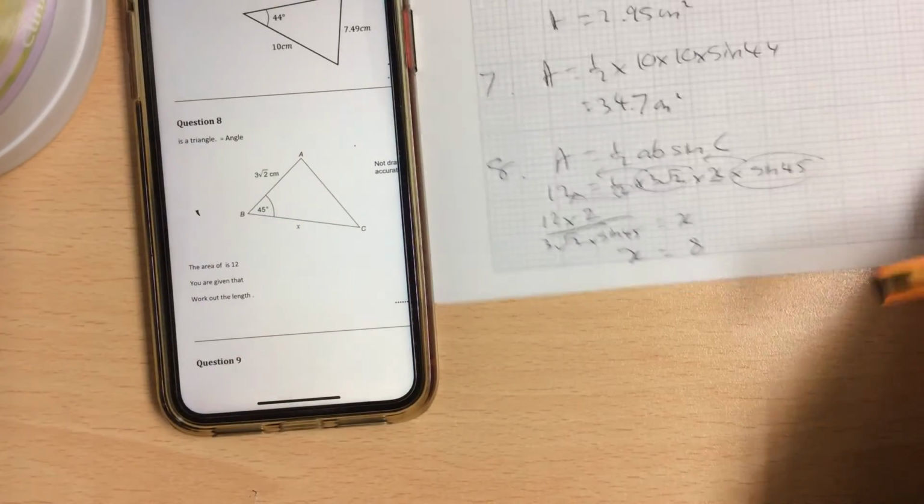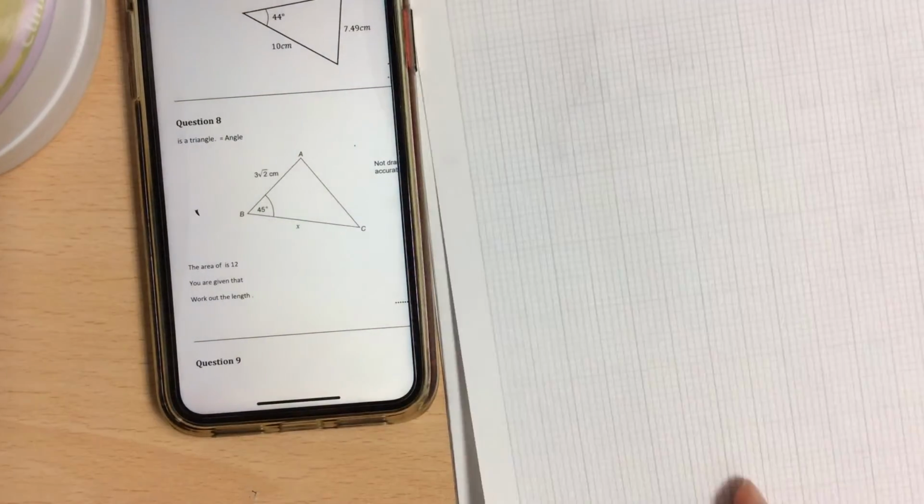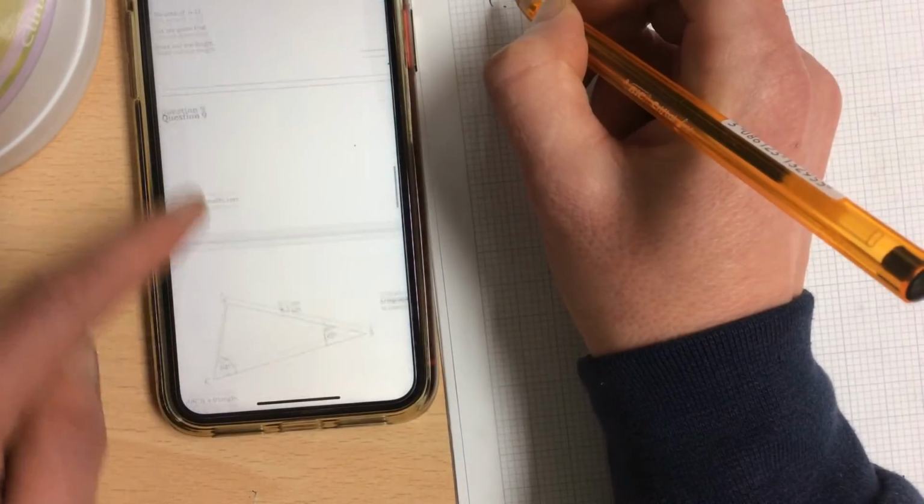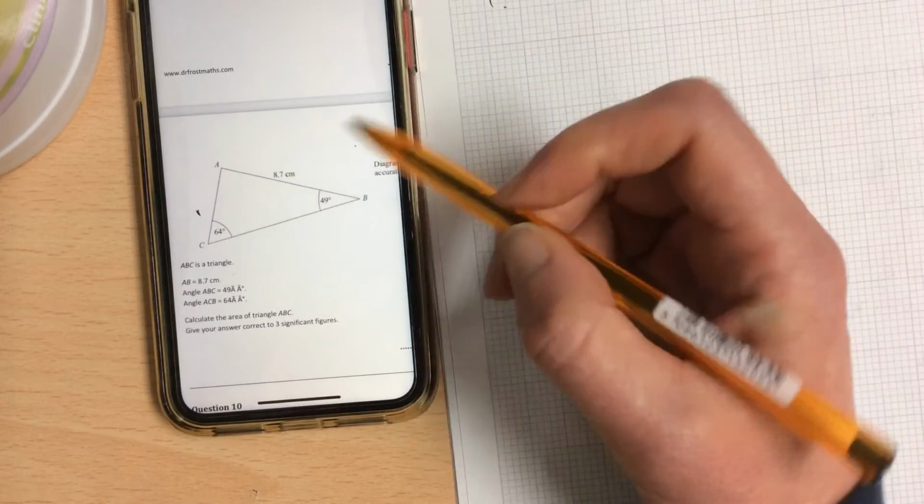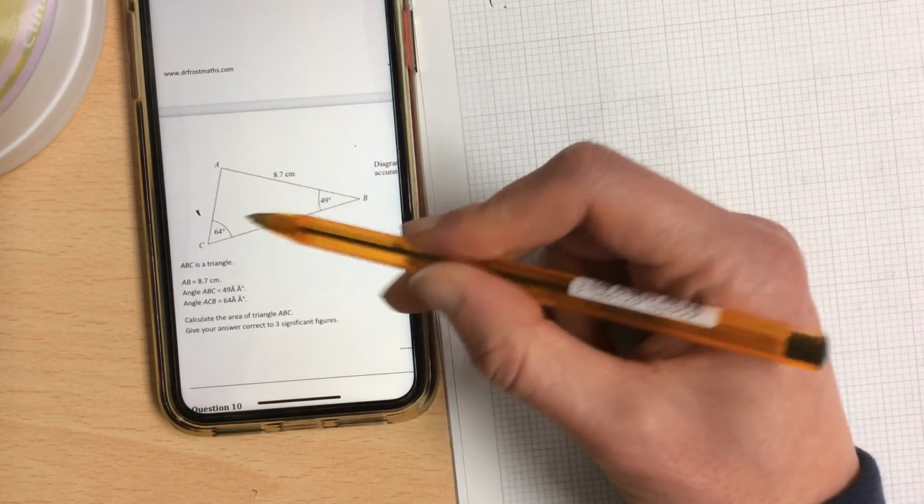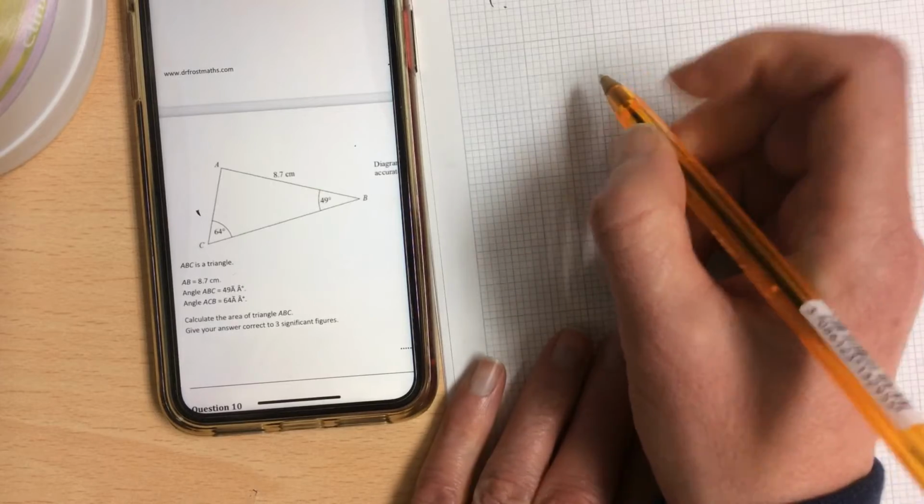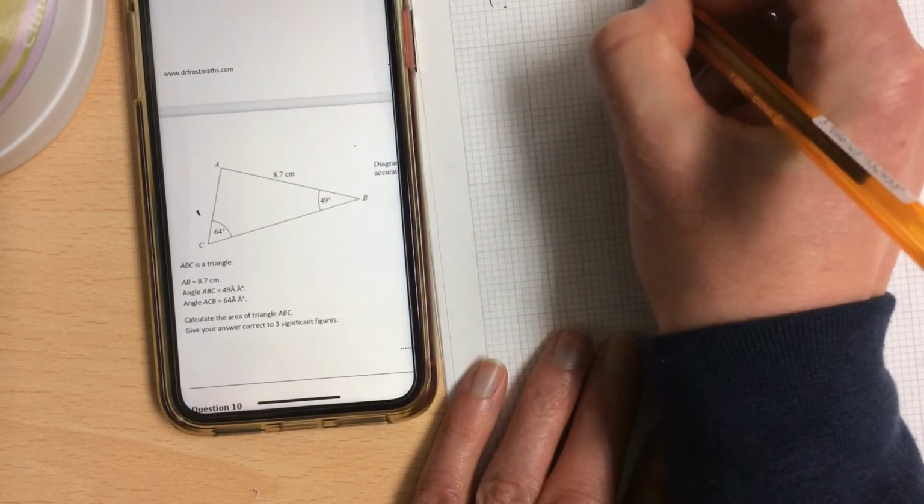Okay, those questions seem to be quite straightforward. Not sure what's going to happen with the last two. Sure, something more awkward. Yep, thought that was coming up. Okay, I don't have two sides and the angle in between them. So, try the sine rule.